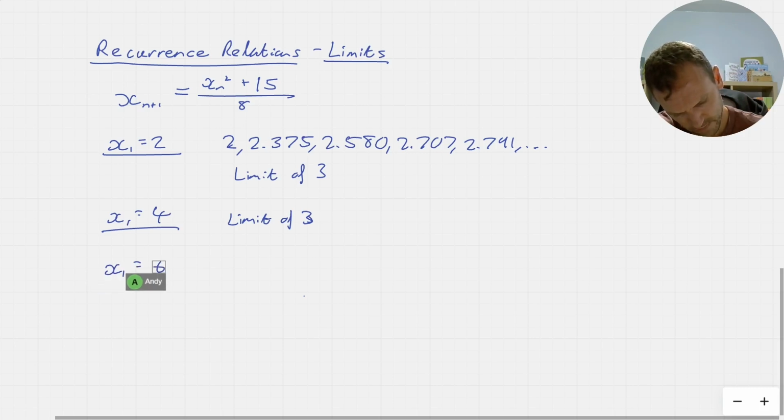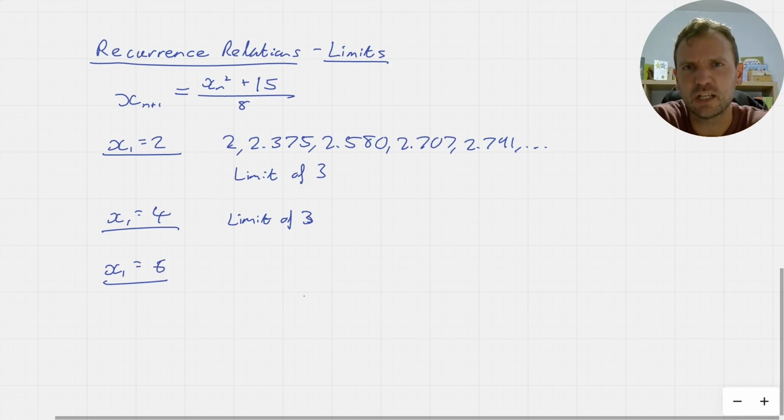If we do x1 equals 6, you should find by the time you do your first calculation, it gets bigger. So it doesn't seem to be going towards 3. And if you keep going, it just gets bigger and bigger and bigger. It diverges. It doesn't tend to any limit, or any finite limit at least, in this case. So certainly it doesn't always go towards 3. Now, we could just continue to try different starting values, but how do we know how many possibilities we need to try to get a sense of it?